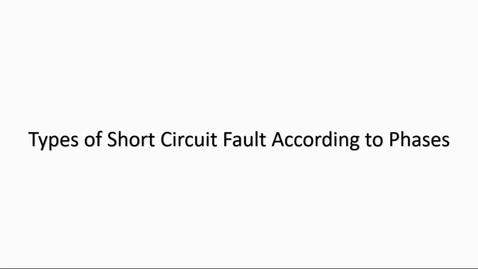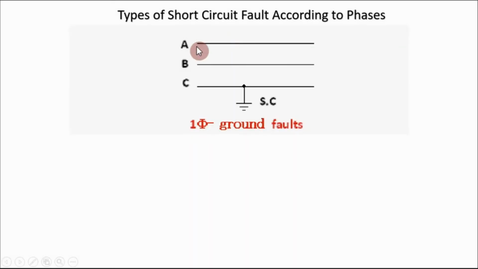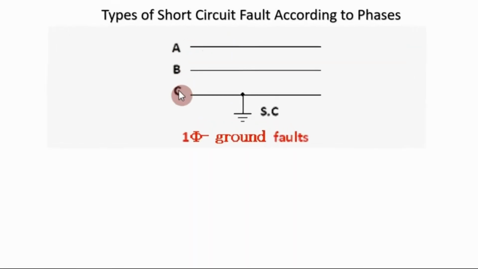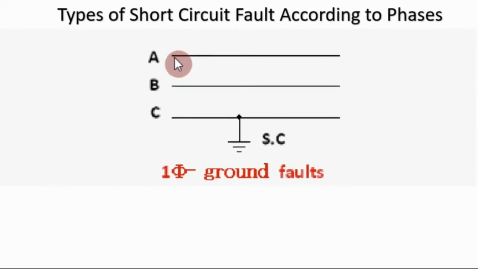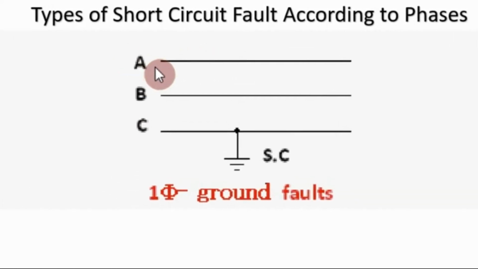So there are types of short circuit fault according to phases. We are dealing here with a three-phase system. We name it as line A, B, or C. Okay, so this is a typical three-phase system. We have here phase AB, phase BC, and phase AC, giving us three phases.